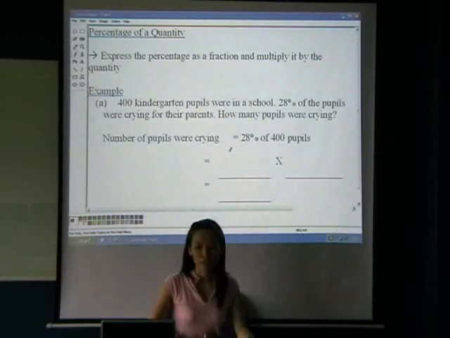Learn about the percentage of a quantity. First, we have to express the percentage as a fraction and then multiply it by the quantity involved. So we'll go through two examples.